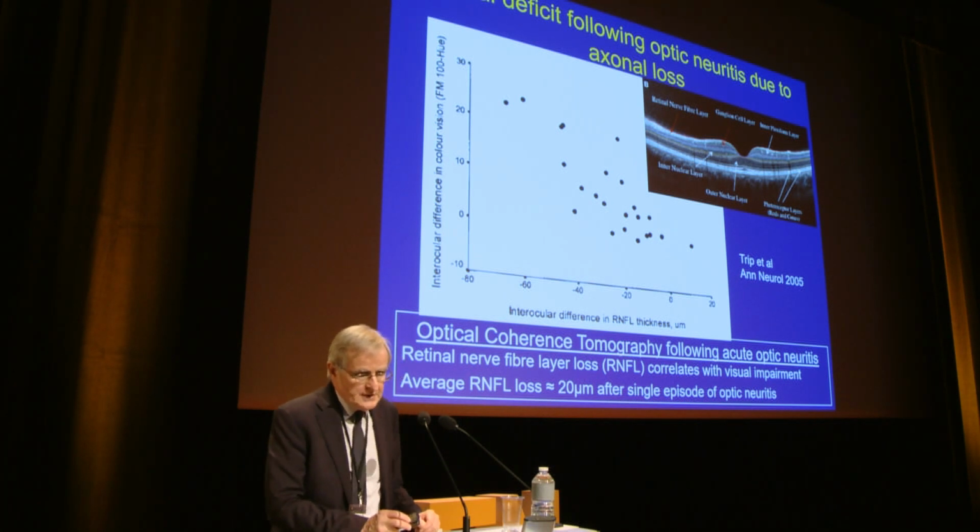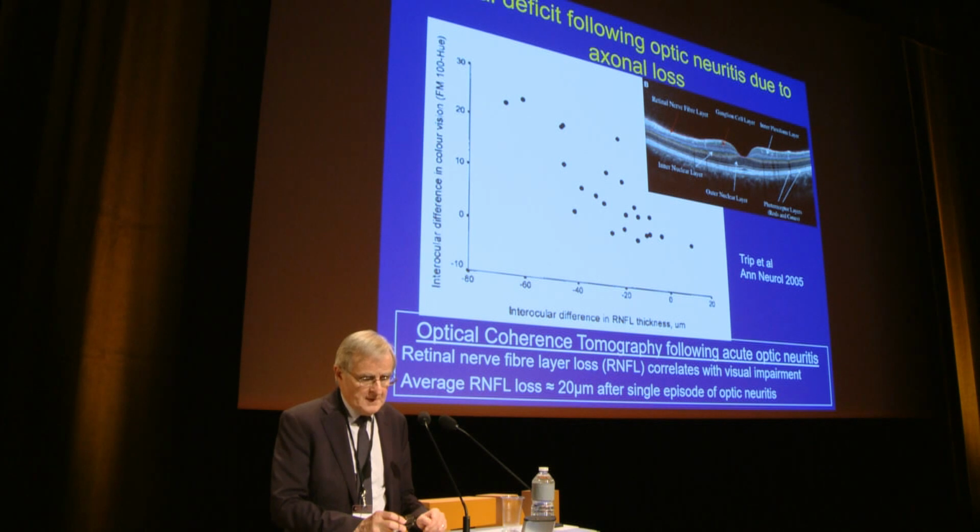And one can, on average, see a loss of about 20% of the nerve fibre layer following a single attack. That amount of loss, which is in this area of the slide, probably is compensated for, the visual effects are compensated for, and there's often quite a good visual recovery. But with greater degrees of axonal loss, there's clearly substantial visual impairment.